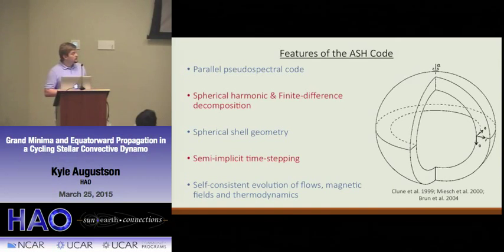In this case, as you'll see, there's no tachocline. It omits some of the surface layers. So, of course, there's nothing like ionization or radiative transfer going on in the upper layers, and there's no possibility of a tachocline. The ASH code uses semi-implicit time stepping, which means you can overstep things like the sound speed or the fast magnetosonic waves. It also has a self-consistent evolution of the flows, magnetic fields, and the thermodynamics, at least in a linearized sense.